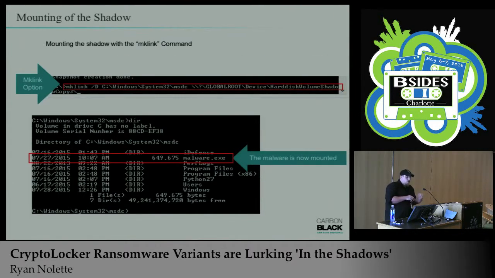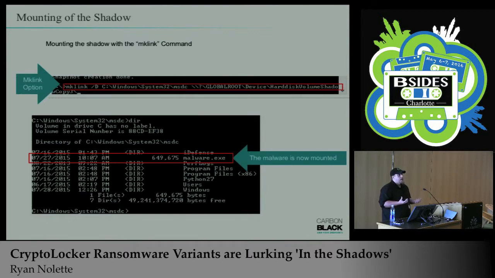So what we do next is we mount the shadow with the make link command. Once again, this is creating those links, the pointers between what actually exists in the file system and what exists inside the shadow. The next thing that we're doing is we are now taking that shadow and we're creating a new directory in the System32 directory called MSDC.